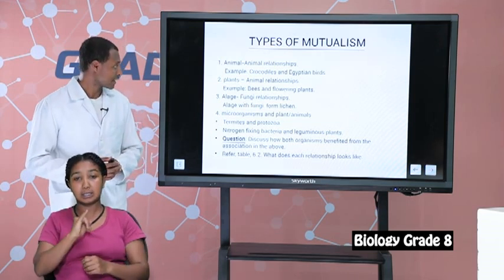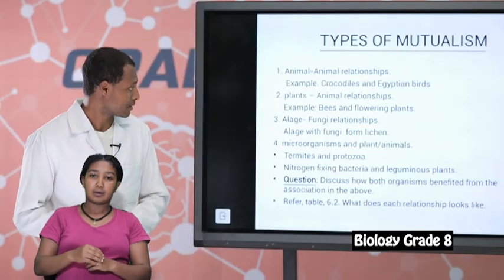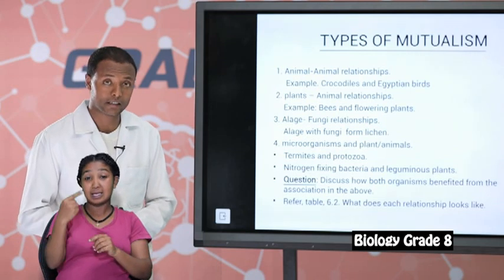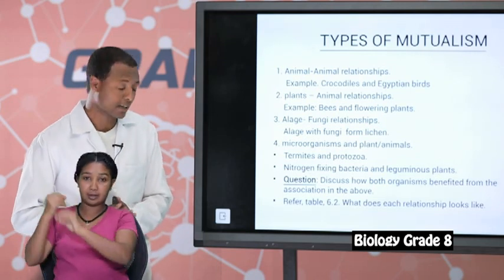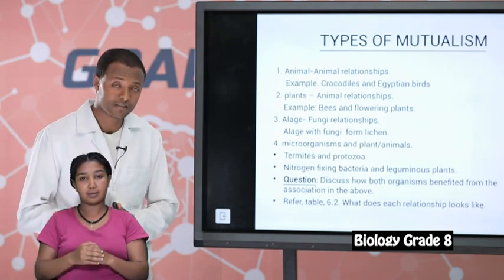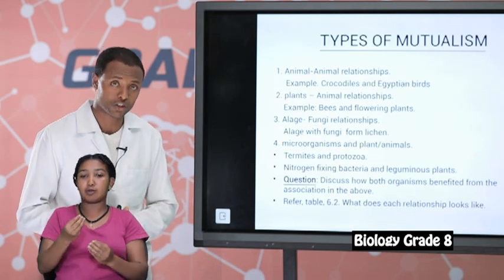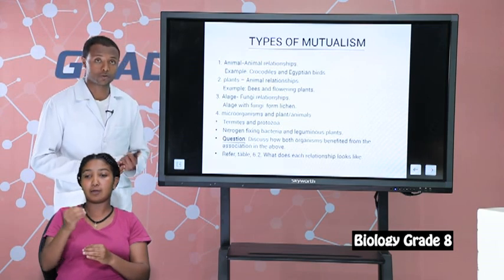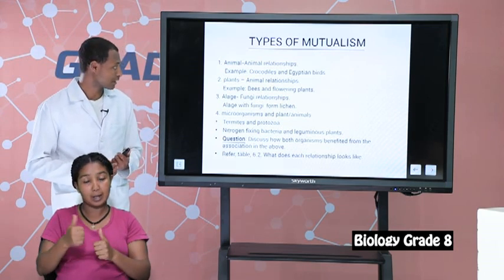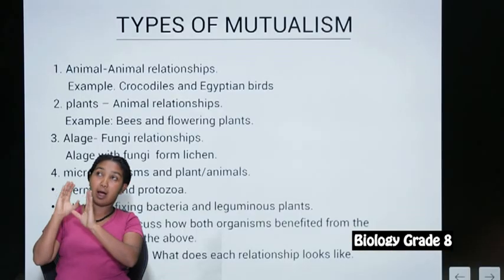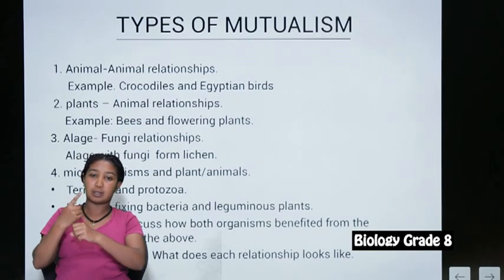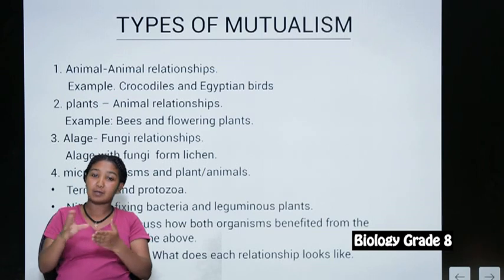The other is the algae-fungi relationship. Algae, especially green algae, not all algae, and the fungi. So green algae undergo photosynthesis, and hence they can prepare food for the association. So the fungi benefit in getting food from the association, whereas algae also have their own specific functions: they support and protect the association and provide other necessary things like water.